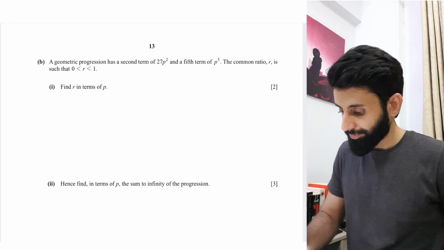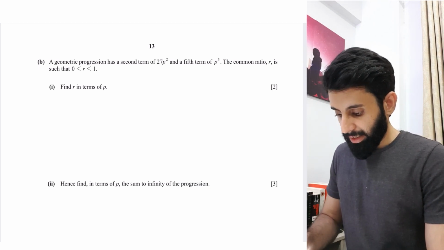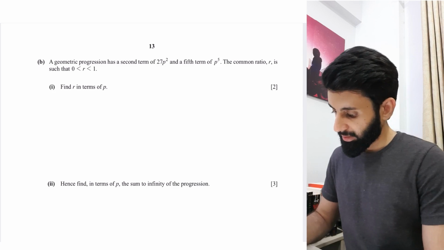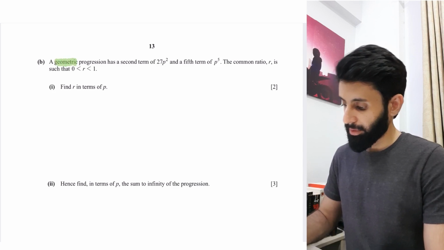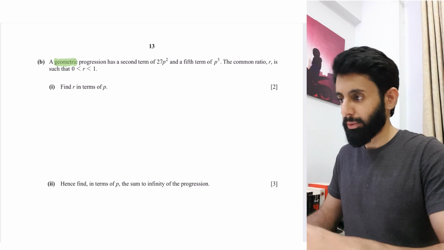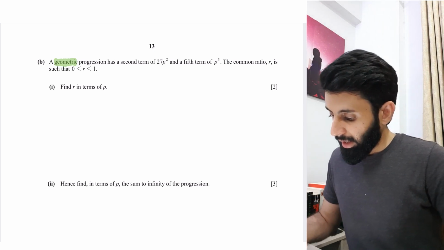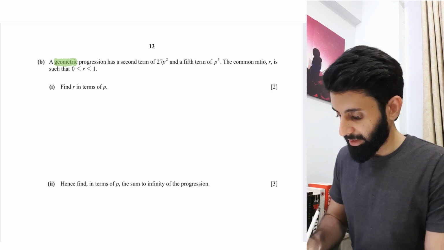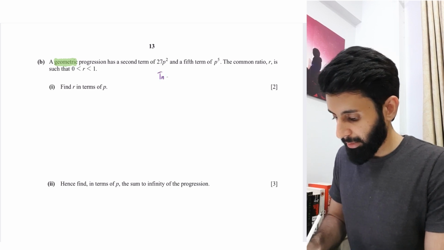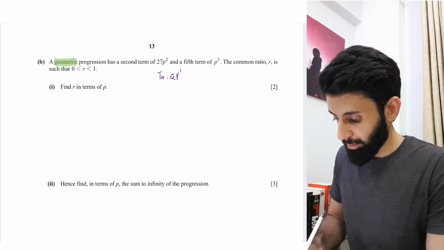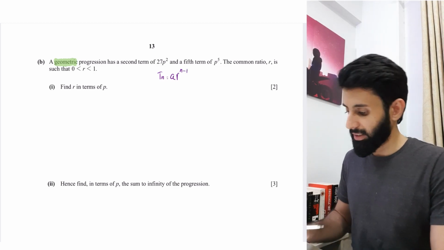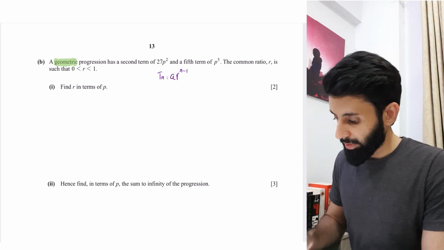Okay, so you have the second term and you have the fifth term. First things first, given that this is a geometric progression, you should instantly highlight or underline the words geometric progression so that you know exactly what formula you have to use. And since this is a geometric progression, again, do not waste time memorizing the formula. This is the formula that we're going to be using, a r raised to the power n minus 1, at least in this part.